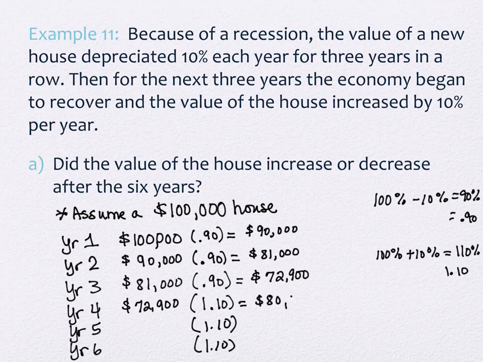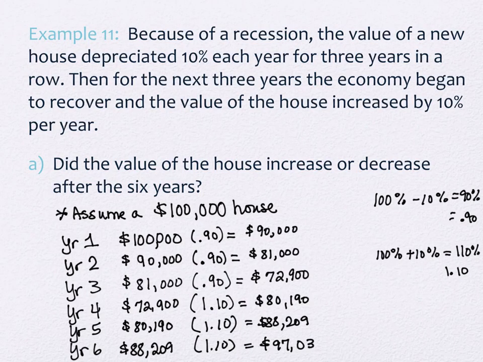This is 80,190. And then I get 88,209. And then I'm rounding to whole numbers for the purposes of what we're doing. And then I get 97,030. So the house started out worth 100,000. After 6 years, the house is worth 97,000. Did the value of the house increase or decrease over the 6 years? It decreased. This house decreased in value.